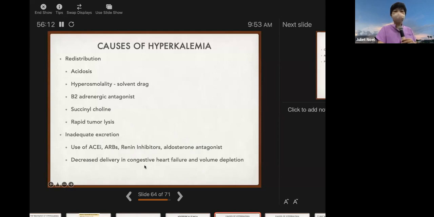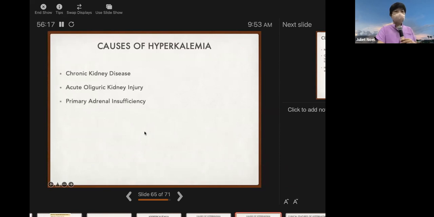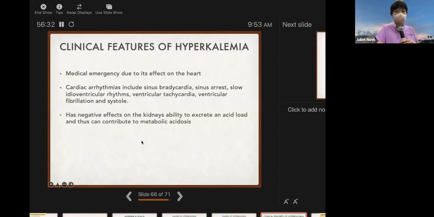So decreased delivery in congestive heart failure and in volume depletion. Decreased excretion in chronic kidney disease and acute kidney injury, and primary adrenal insufficiency. So if you don't have aldosterone, you also retain your potassium.